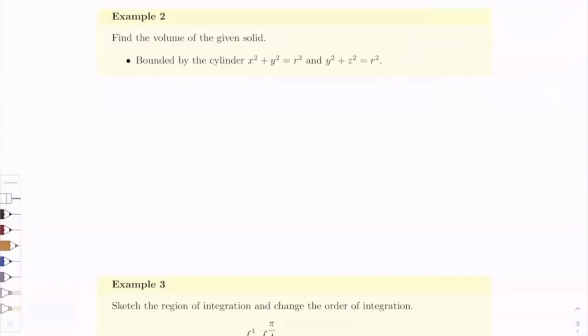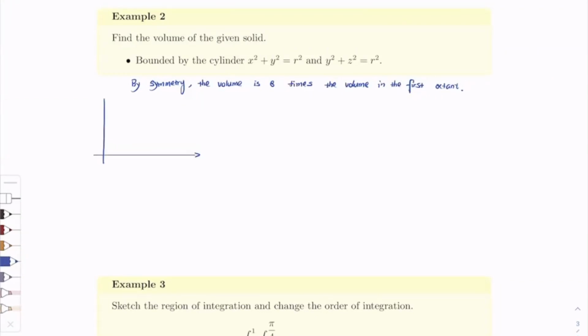Okay, so that's my plan. So let's write it down. So by symmetry, the volume is 8 times the volume in the first octant, which is this part. Let me draw it out.